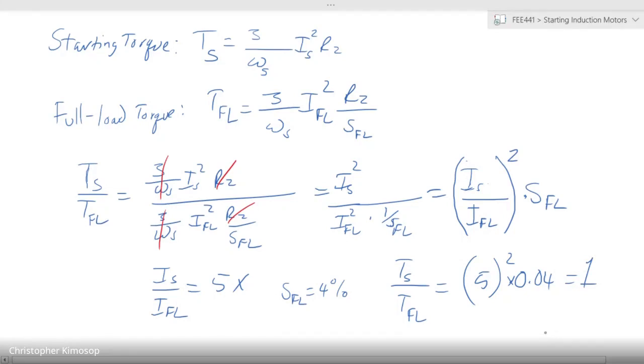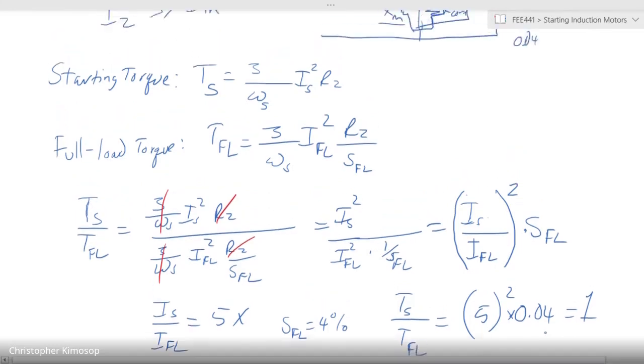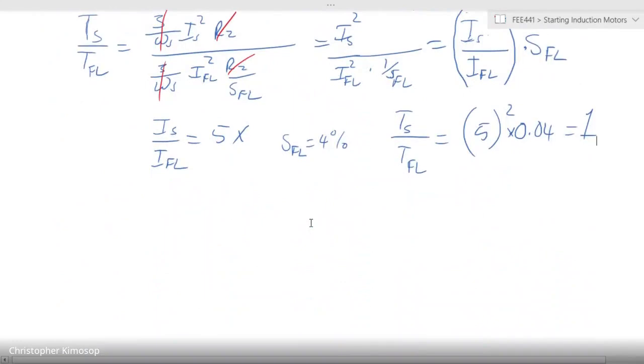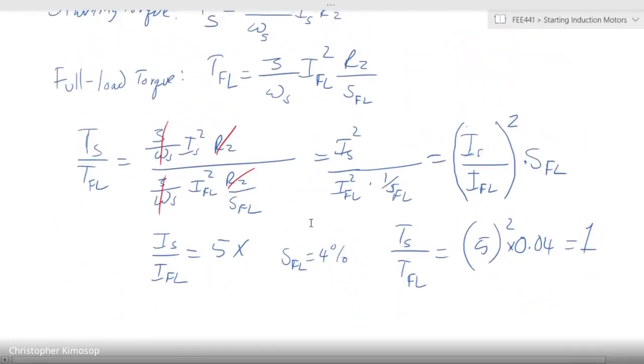So actually, the starting torque and the full load torque tend to be very similar. This will become useful as we go along, okay? So these are now preliminary, physical characteristics of the starting situation, yeah? At the point of starting, what does the circuit look like and how does it compare to typical operation? So now we have established that this ratio between the two, IS over IFL, is very high, yeah? You have 5 times the amount of current typically as you would during normal operation.